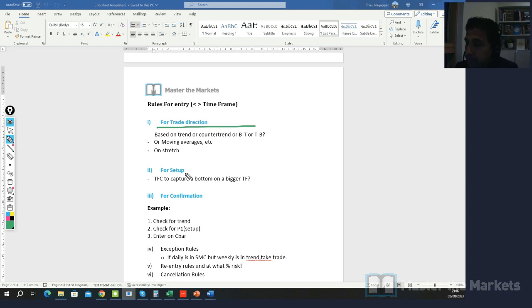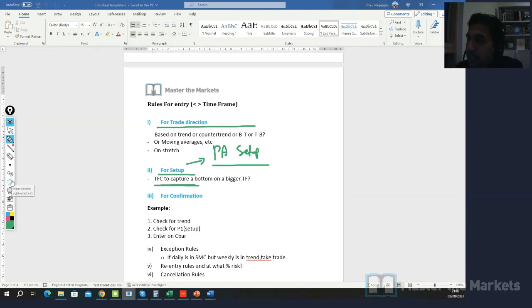The next thing is the setup. How the price pattern, or the tools, are going to determine what your price action setup is going to be. The setup is the warm up before you really enter. It's like 3, 2, 1, ready, go. It's like the ready, right? The ready is the setup pattern you're looking for.